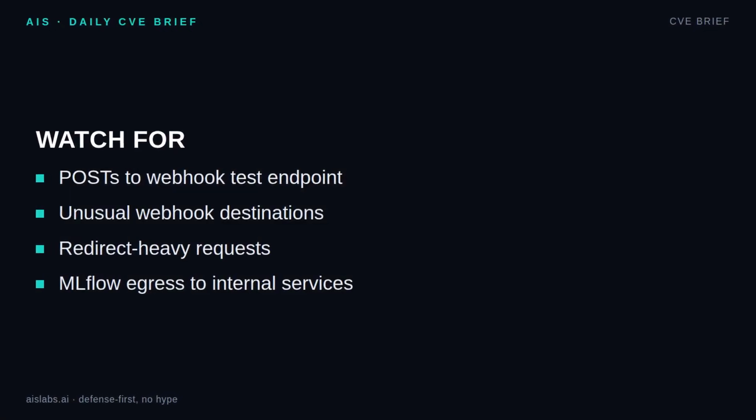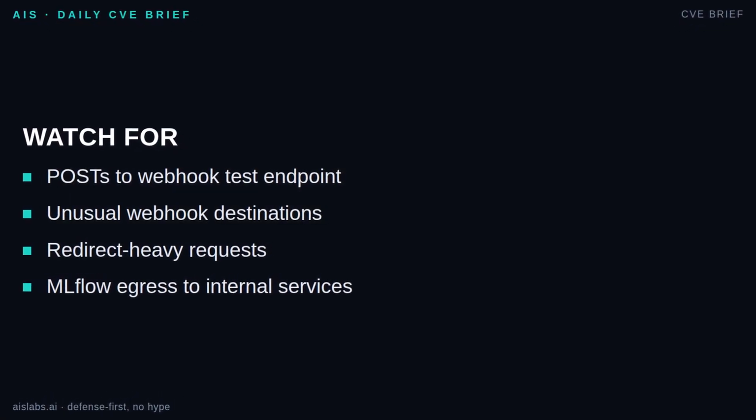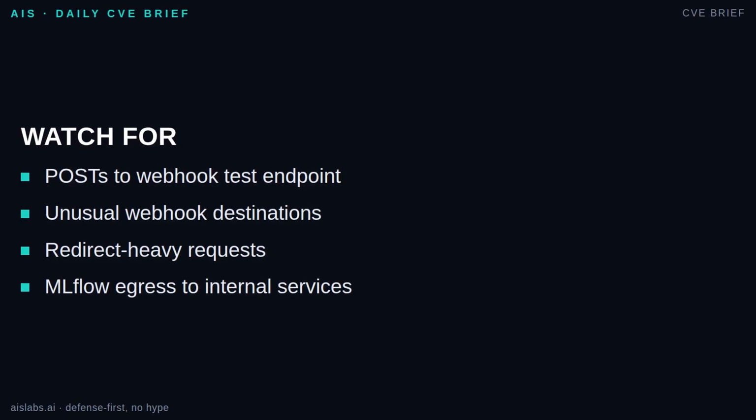For detection, focus on the behavior described in the vulnerability. Review MLflow application logs, reverse proxy logs, API gateway logs, and load balancer logs for POST requests to the webhook test endpoint, especially from unauthenticated or unexpected sources. Compare destination patterns against normal webhook usage. Normal should look like known, approved webhook endpoints used by your teams. Suspicious behavior may include destinations that are new, rare, rapidly changing, redirect-heavy, or associated with internal-only naming patterns.